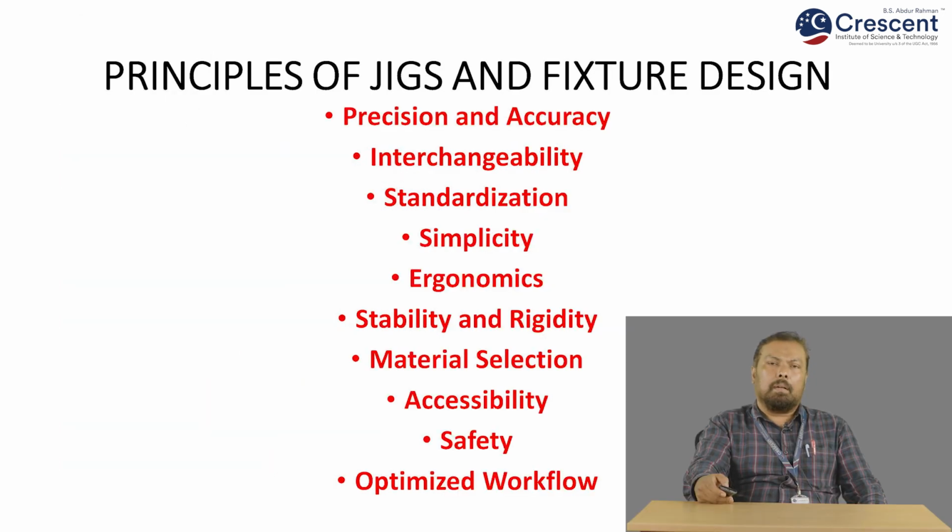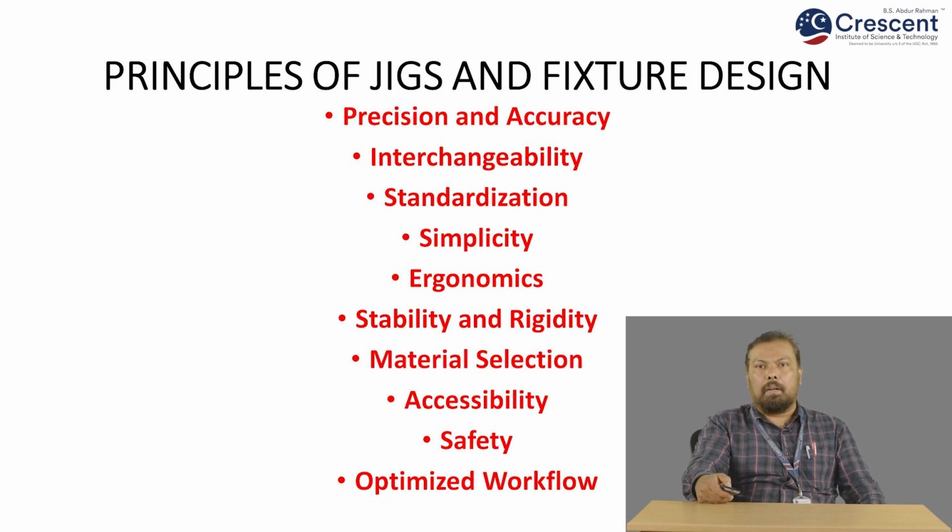Now we will talk about the principles of jig and fixture design. Again, it's a very important aspect of designing a jig and a fixture. Designing effective jigs and fixtures is crucial for improving manufacturing efficiency and also for ensuring product quality. So what are the key principles that we need to consider while designing a jig and a fixture? The precision and accuracy. Of course, jigs and fixtures should be designed to achieve the required level of precision and accuracy. This includes accurate positioning of the workpieces and tools to meet specified tolerances.